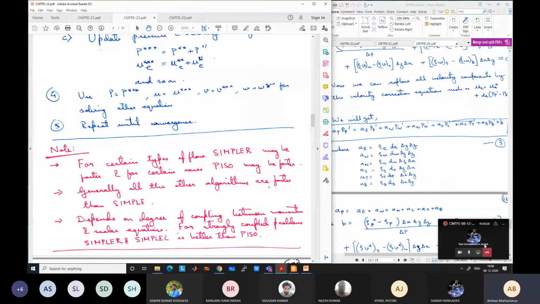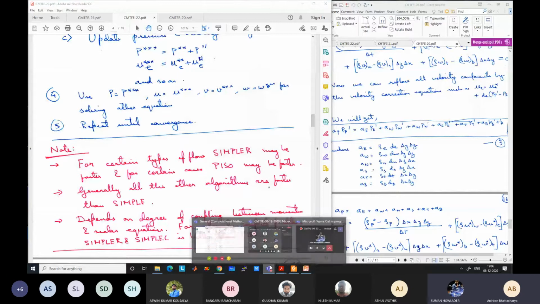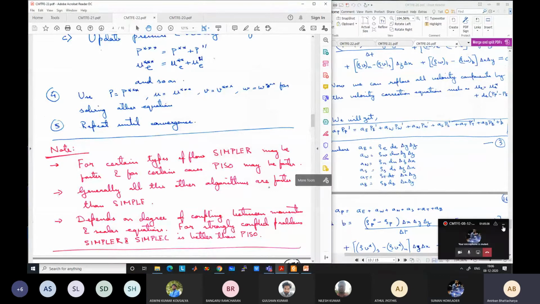It is showing microphone is muted. Can you hear me? Hello? Yes. Hello? Okay. Why is it showing to me microphone is muted? Okay.